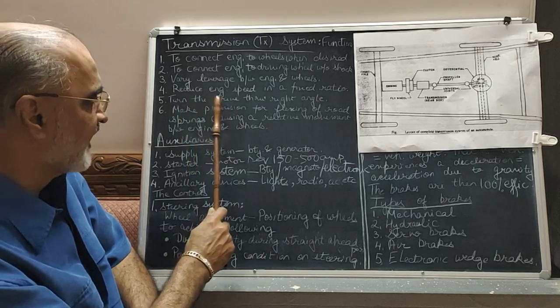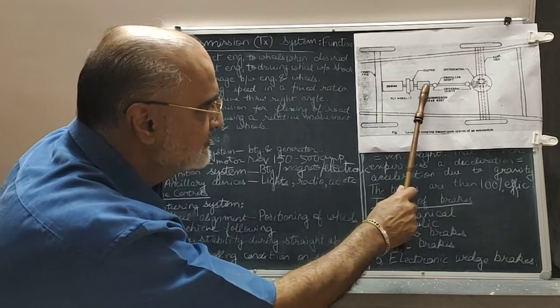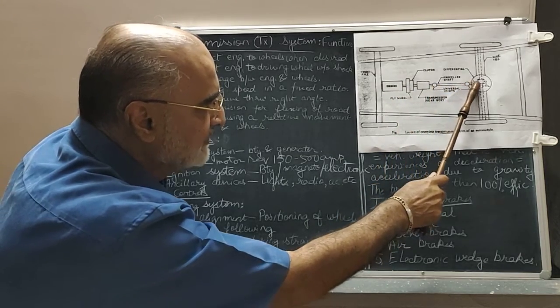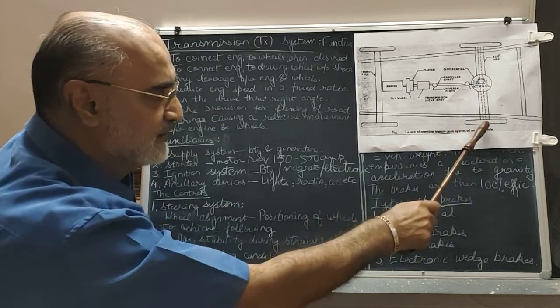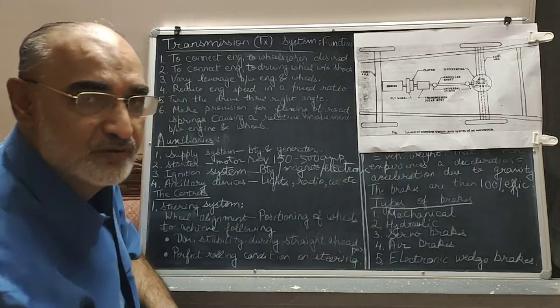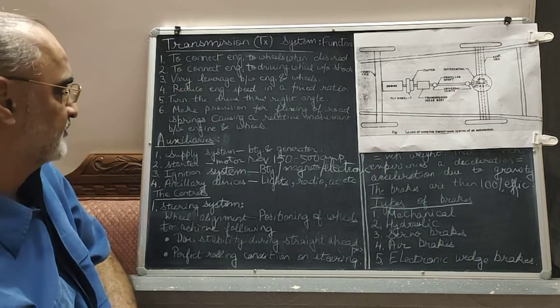Next is to turn the drive through right angle. The drive is coming from the engine, propeller shaft, and it has to be turned through right angles, so that the half shafts give the load to each rear wheel.